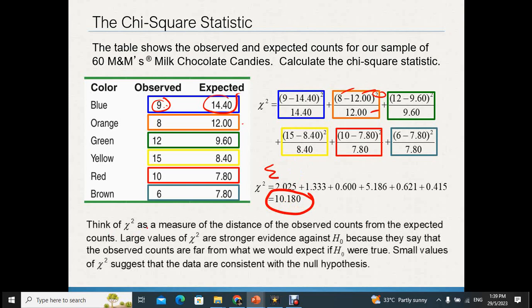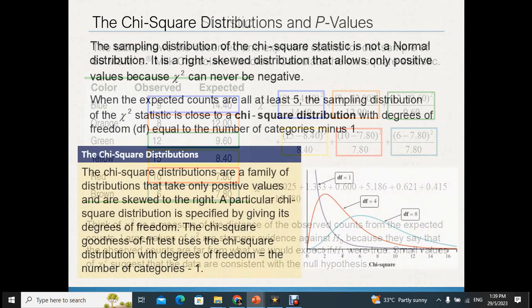So think of X square as a measure of the distance of the observed counts from the expected counts. Large values of X square are stronger evidence against H null, because observed counts are far from what we would expect if H null were true. Small values of X square suggest that the data are consistent with the hypothesis.